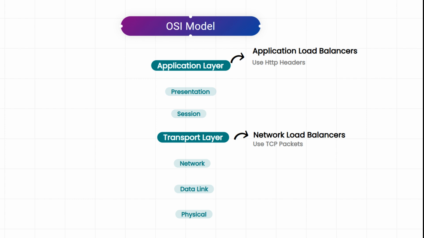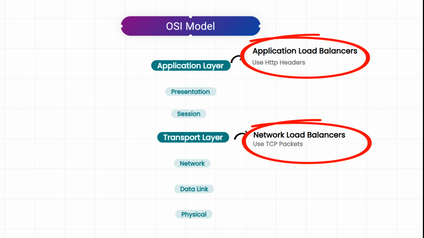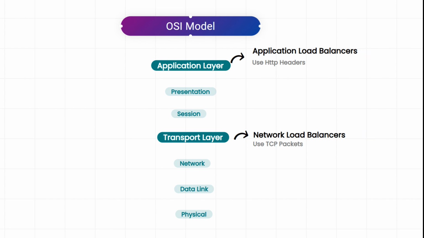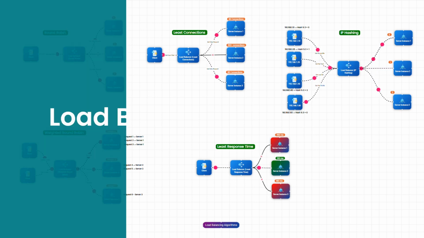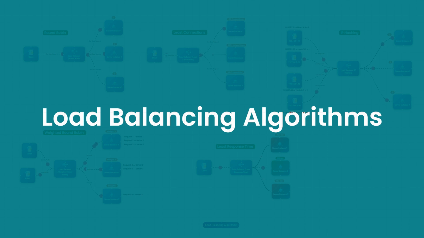Now that we've understood Layer 4 and Layer 7 load balancers, let's dive deeper. What really happens inside a load balancer? How does it decide which server should handle your request? Well, that's where load balancing algorithms come in.